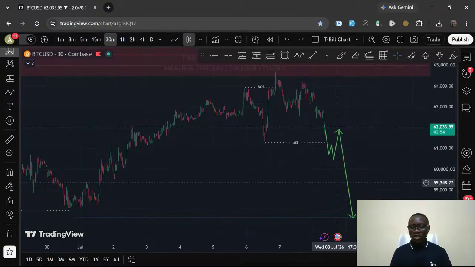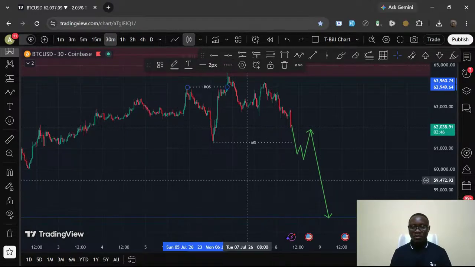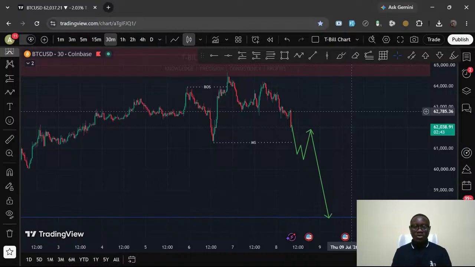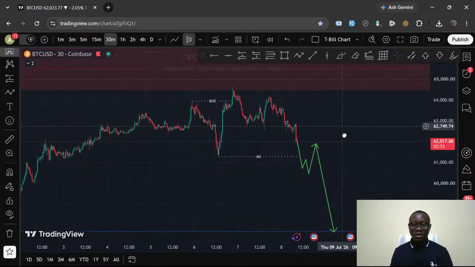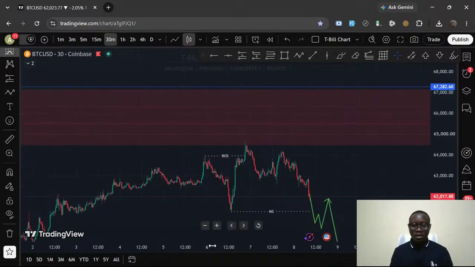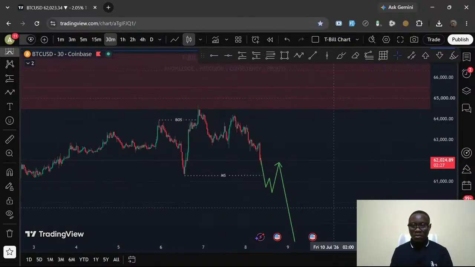Okay, so let me share this on the Free Signal Telegram channel. Again, you don't chase the markets. You wait patiently for price to give you the pattern or structure you trade before you take your trade. Okay, so that is it. Let me share this. We'll call it a day.